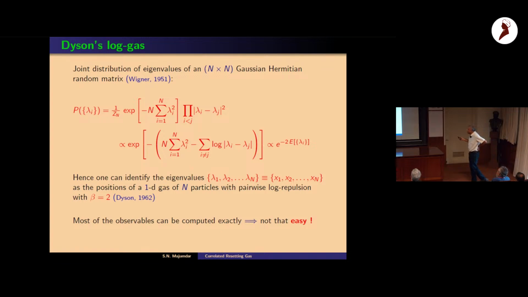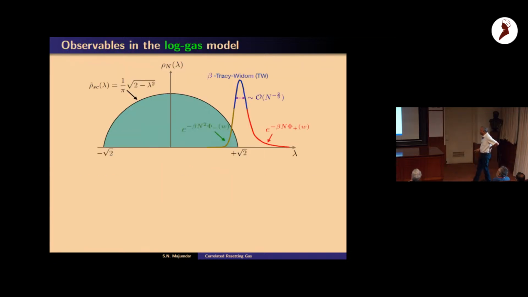The whole name of the game of random matrix theory is to actually study these observables for the Gaussian ensemble. For example, if you look at the macroscopic density of the gas, the average density normalized to 1, in the large n limit it converges to what is called Wigner's semicircular form. That means all the eigenvalues are concentrated over a finite support from -√2 to +√2. So there are more eigenvalues near the center of the trap, and they go to 0 as you go away from the center of the trap.